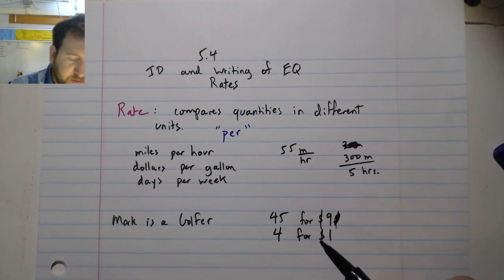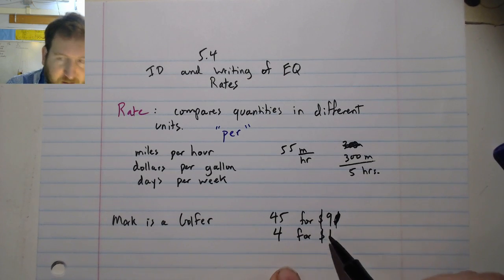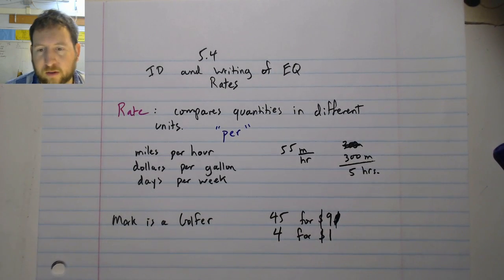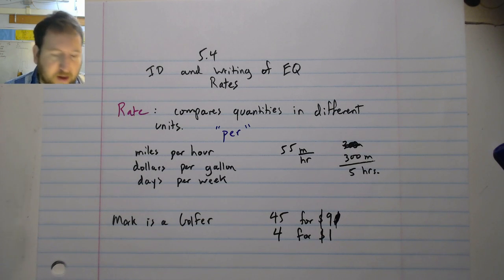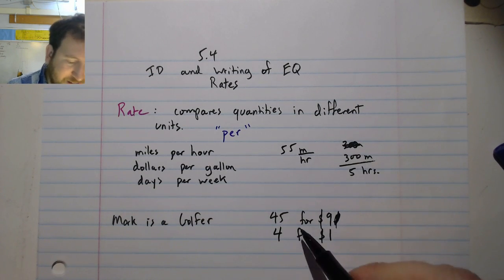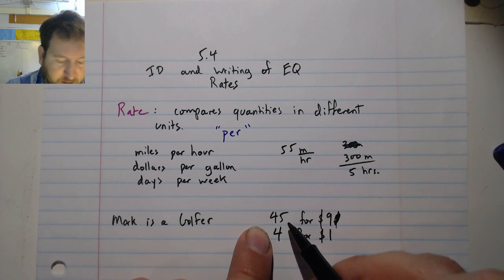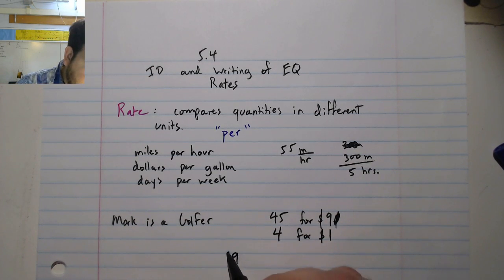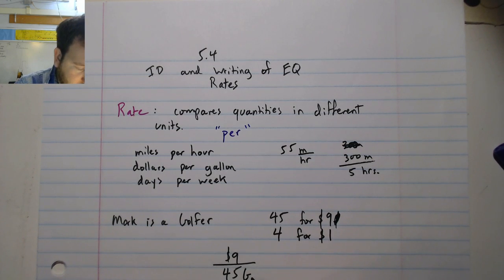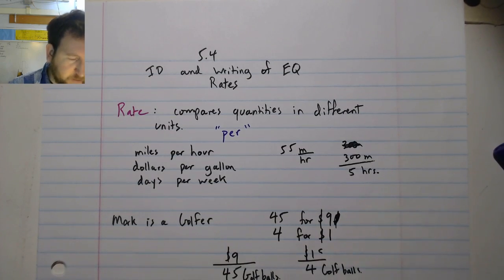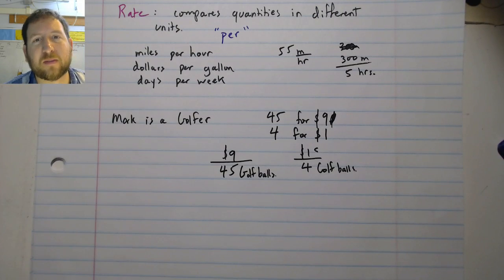So what I'm going to do is turn these into fractions and simplify them. I'm going to put my dollars on top instead of the golf balls on top. So I'm going to have $9 for 45 golf balls, and here I have $1 for 4 golf balls. And at this point, all I'm going to do is simplify it down.